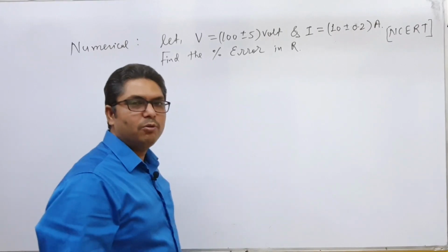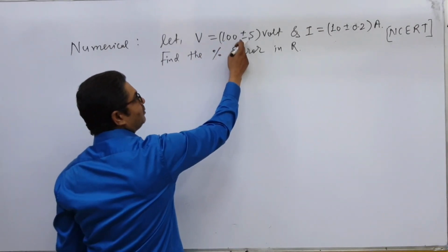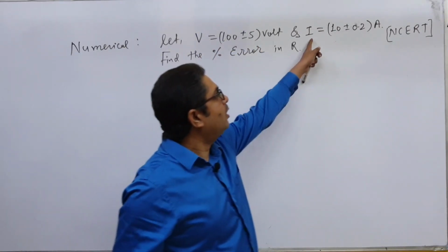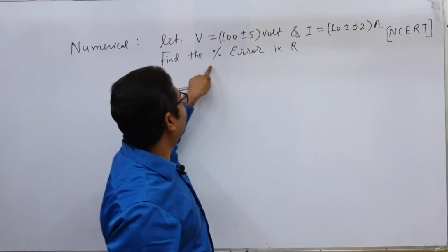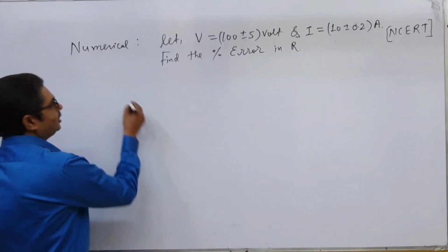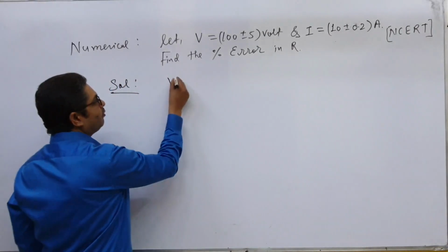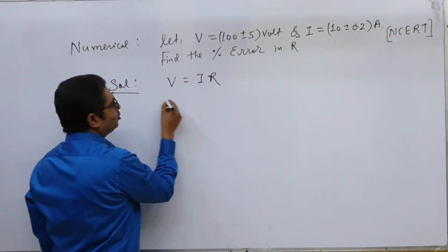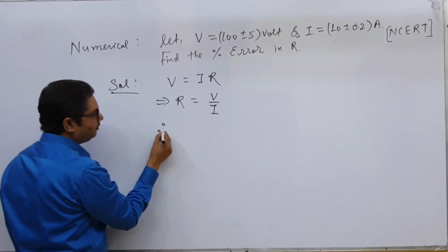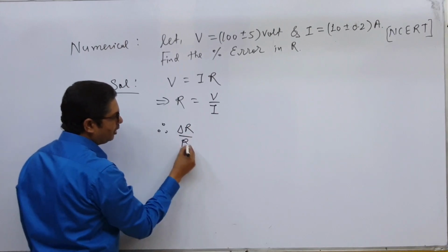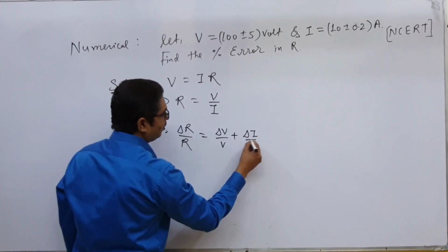Now you are going to see a numerical based on this. For division, I am giving you a question from the NCERT book. Let V equals 100 plus minus 5 volt and I equals 10 plus minus 0.2 ampere. Find the percentage error in R. Let us see the solution. We know that according to Ohm's law, V equals IR. So we can write R equals V upon I. Therefore, delta R upon R is equals to delta V upon V plus delta I upon I.